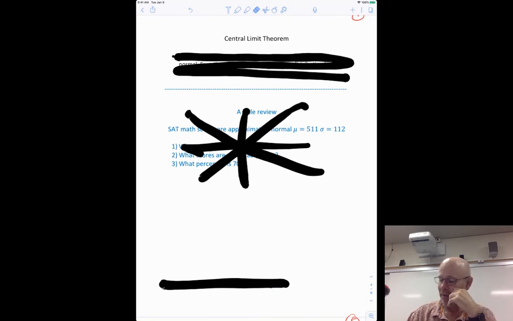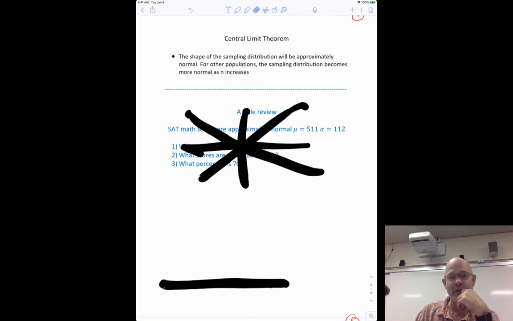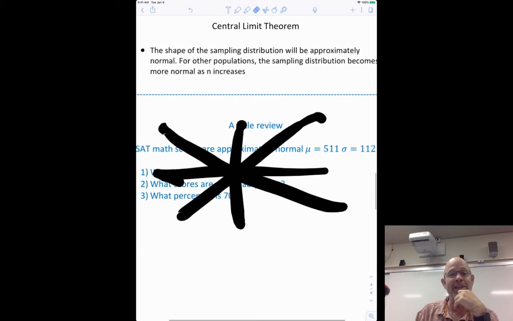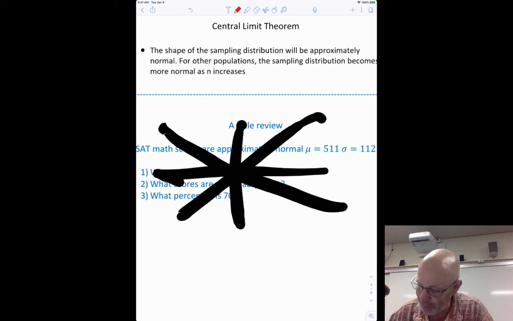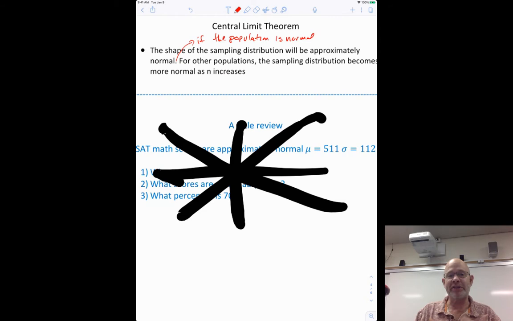So there's actually a theorem called the central limit theorem, which is one of the few theorems you have to actually know by name in this class. And the central limit theorem basically tells us what the shape of a sampling distribution is going to look like. So the theorem says the shape of the sampling distribution will be approximately normal if the population is normal. So in other words, if we start with a normal population, the sampling distribution is going to be normal, okay?